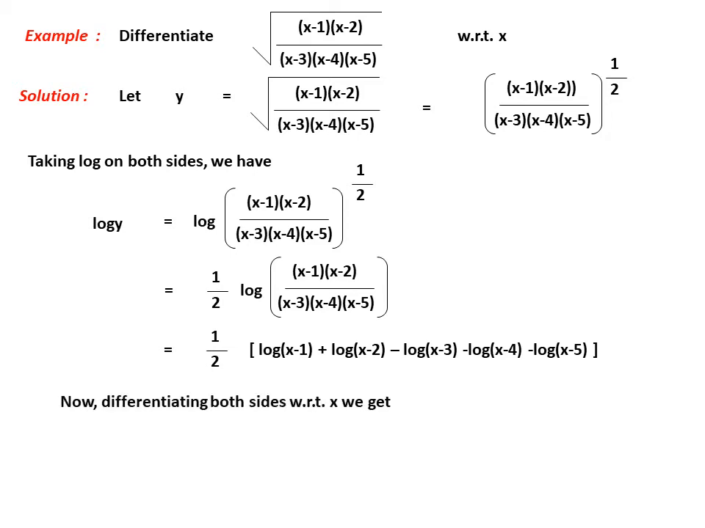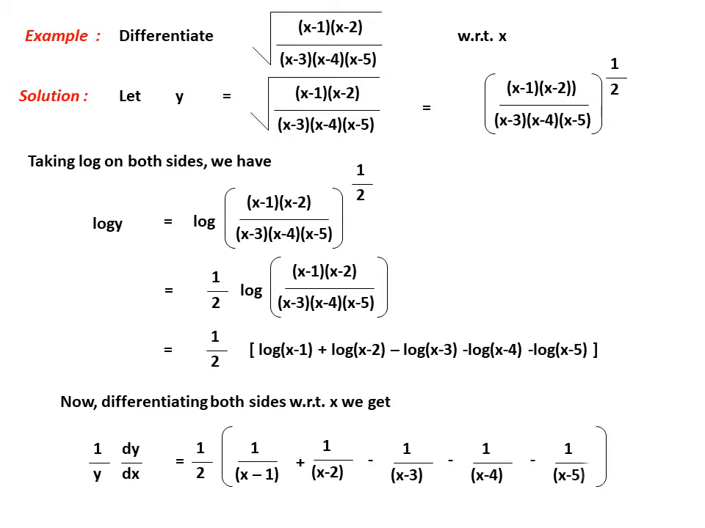Now it is very simple, differentiate. So differentiating, we get 1 by y dy by dx equal to 1 by 2, then in the bracket, the differentiation of log (x minus 1) is 1 by (x minus 1), then the differentiation of log (x minus 2) is 1 by (x minus 2), then same thing, 1 by (x minus 3), then 1 by (x minus 4) and 1 by (x minus 5). For the last three terms the minus sign we have to leave. So now what is the last step now? y should be cross multiplied. So that's the last step.